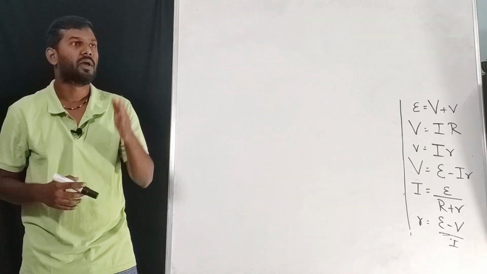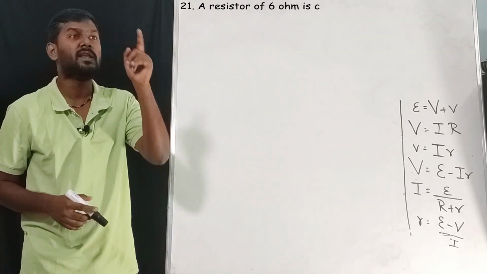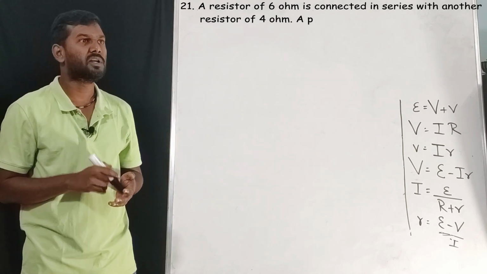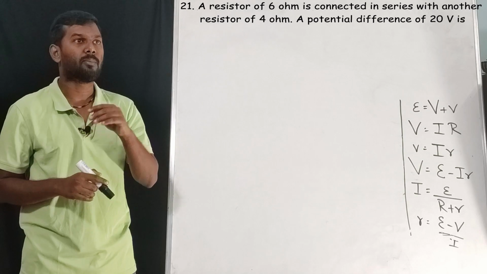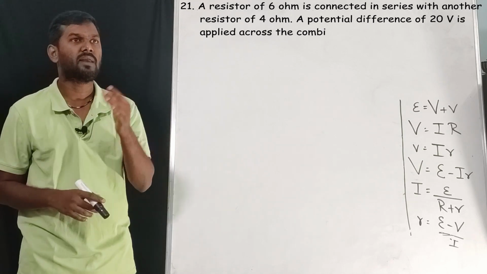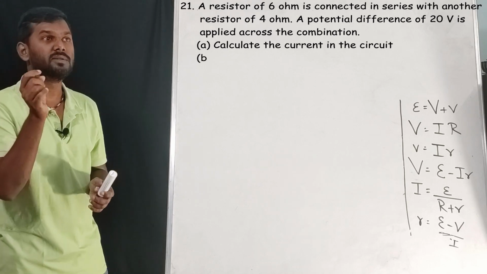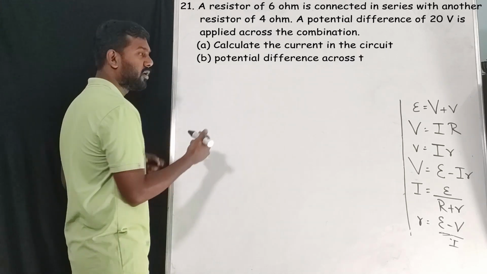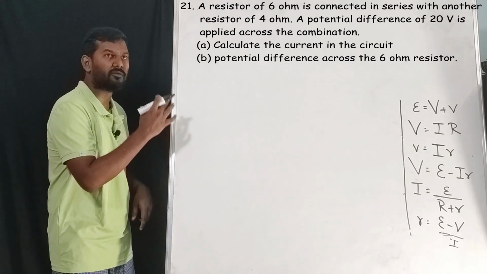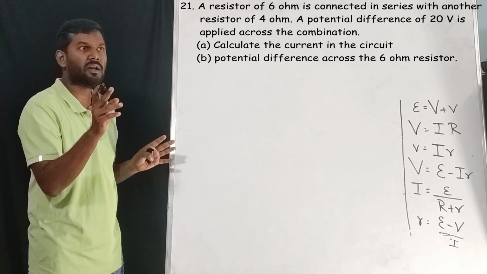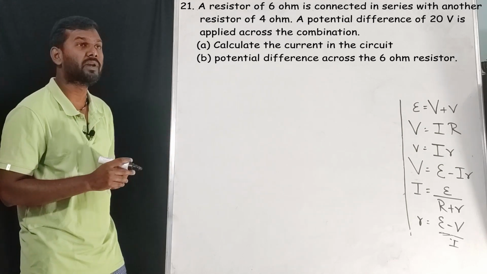Question number 21. A resistor of 6 ohm is connected in series with another resistor of 4 ohm. A potential difference of 20 volts is applied across the combination. Calculate the current in the circuit and potential difference across the 6 ohm resistor. Okay, it's a very simple question. First we'll try to draw the diagram. There are two resistors, they are connected in series and they are providing the potential difference of 20 volts.